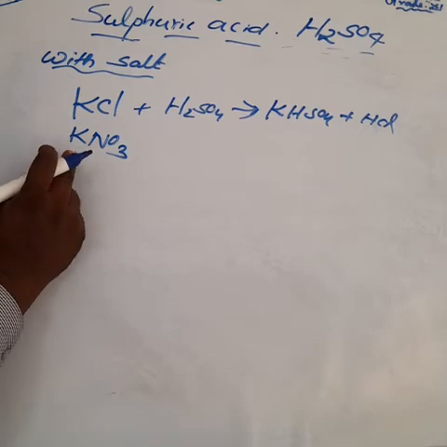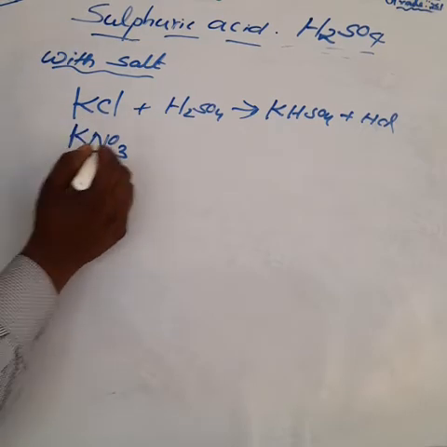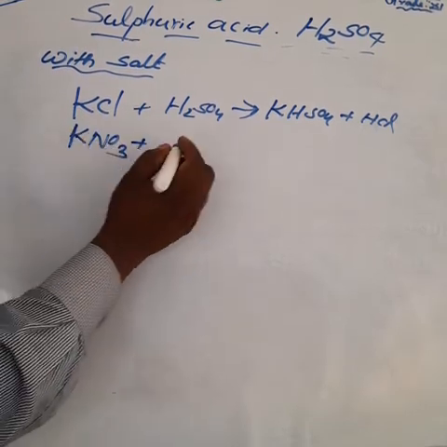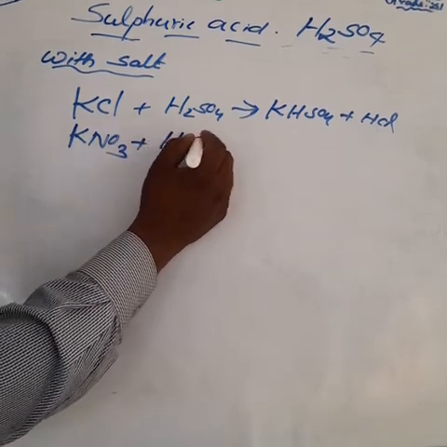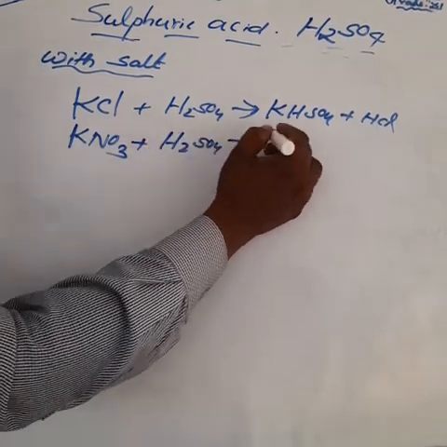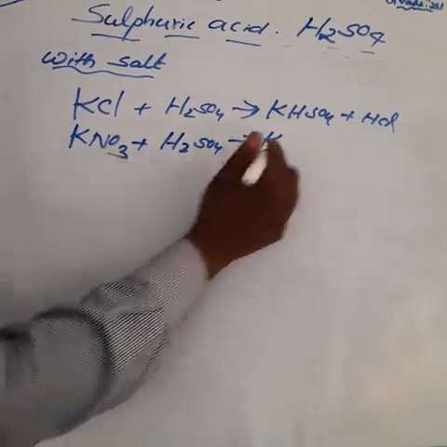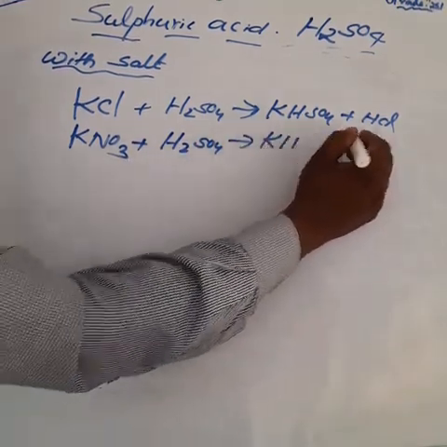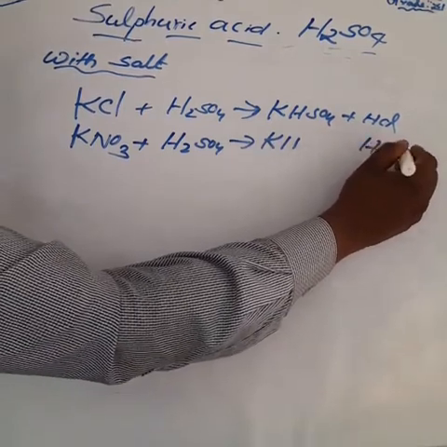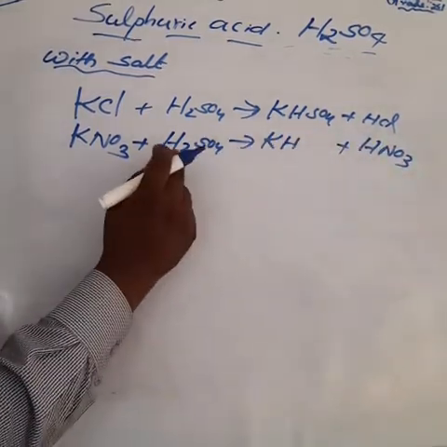Next, another example I am taking potassium nitrate, that is KNO3, reacts with the sulfuric acid H2SO4. The hydrogen combines with the NO3, we get nitric acid HNO3. So what's the remaining product?